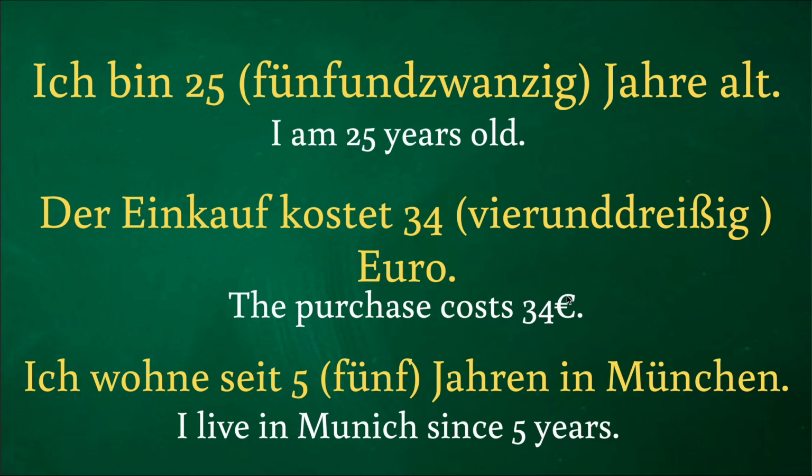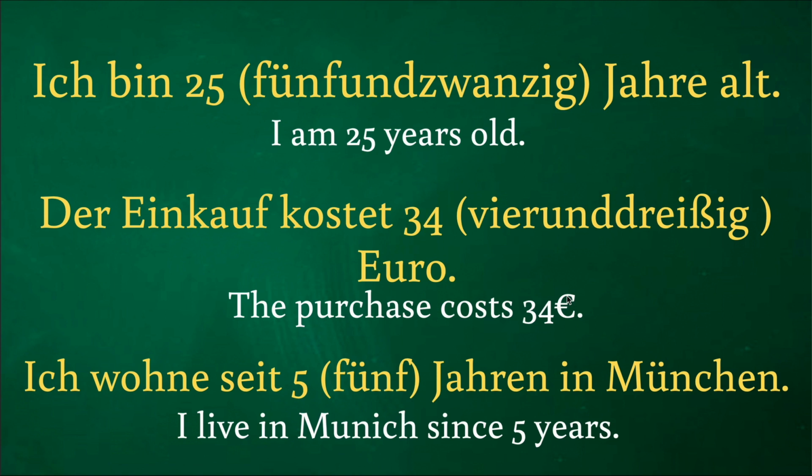Okay, let's take a look now at 3 important phrases for your everyday German use. I am 25 years old, to say your age, you can say Ich bin 25. You start with the unit 5 und 20. 25. Ich bin 25 Jahre alt. I am 25 years old.